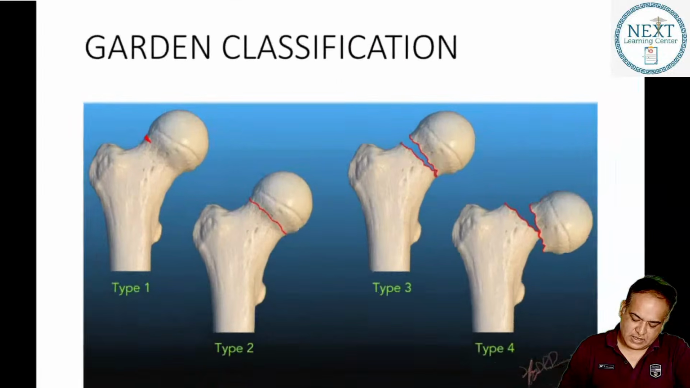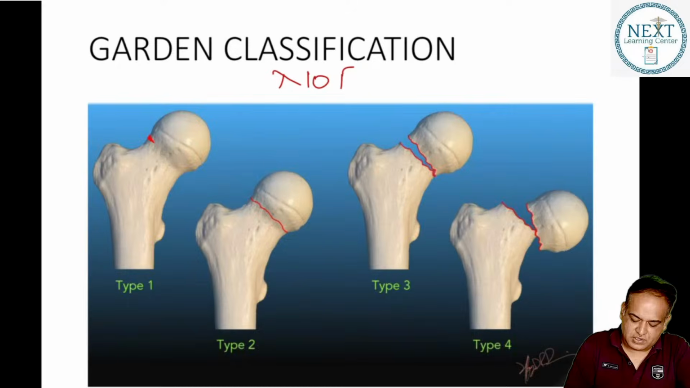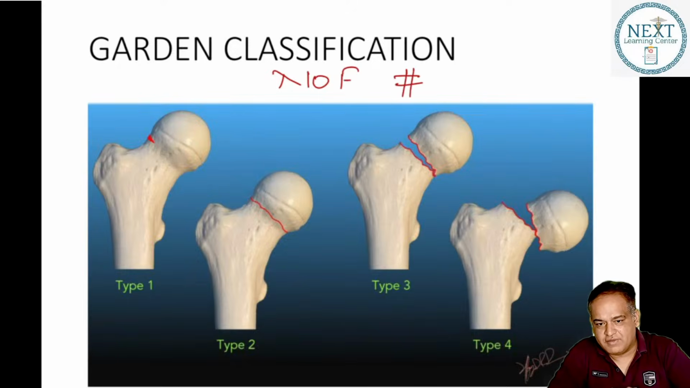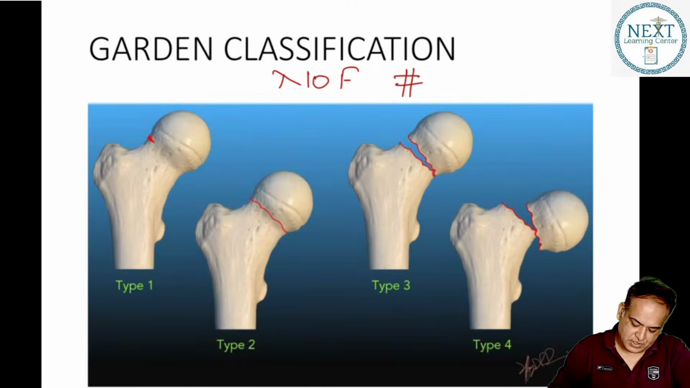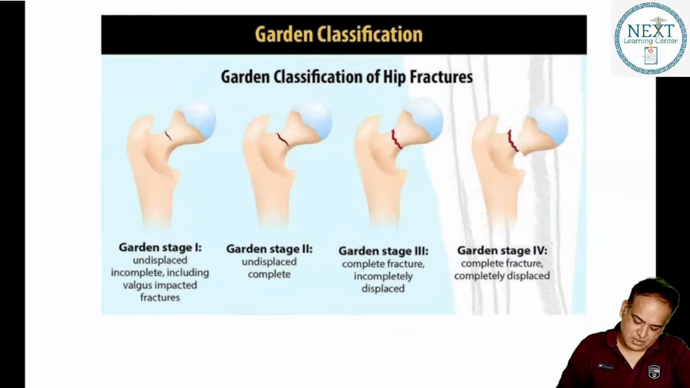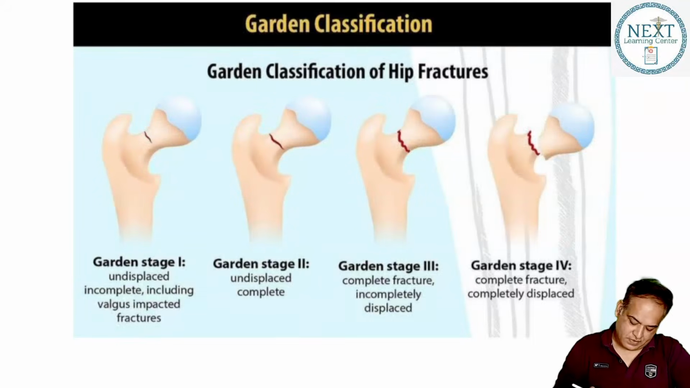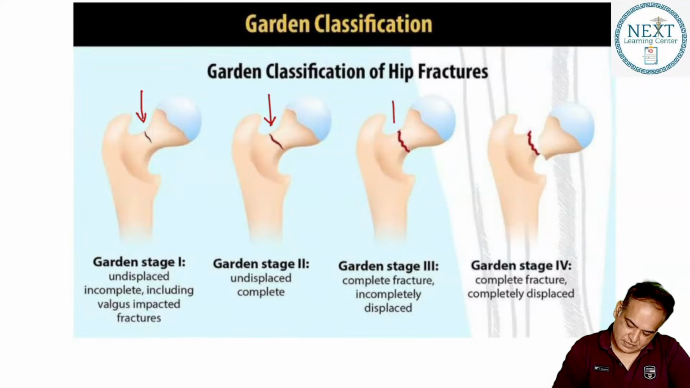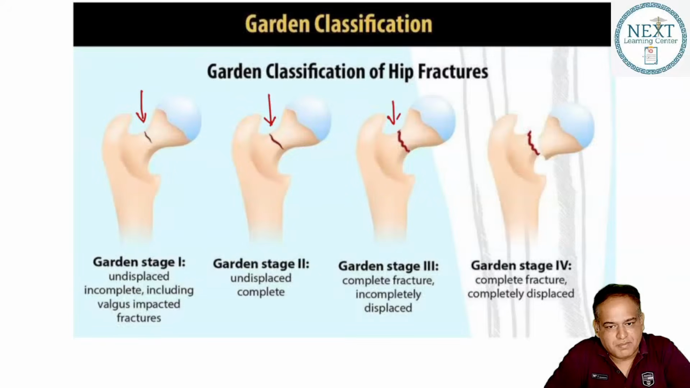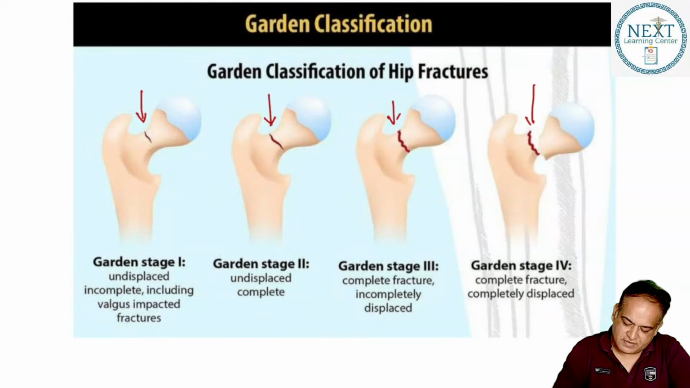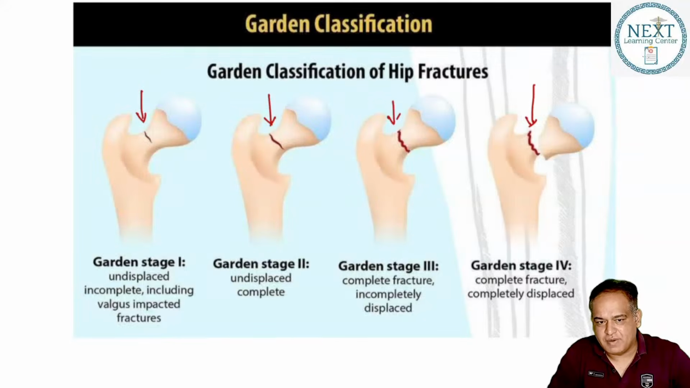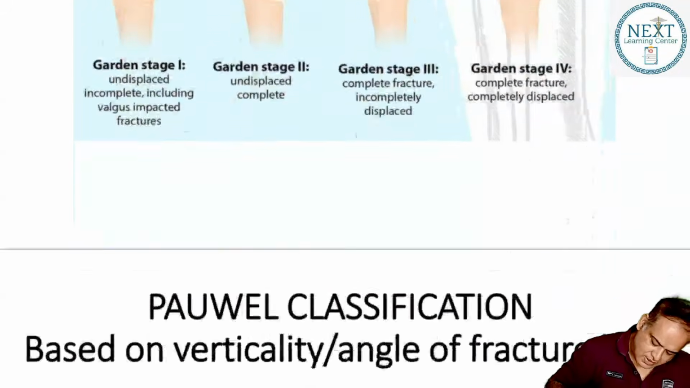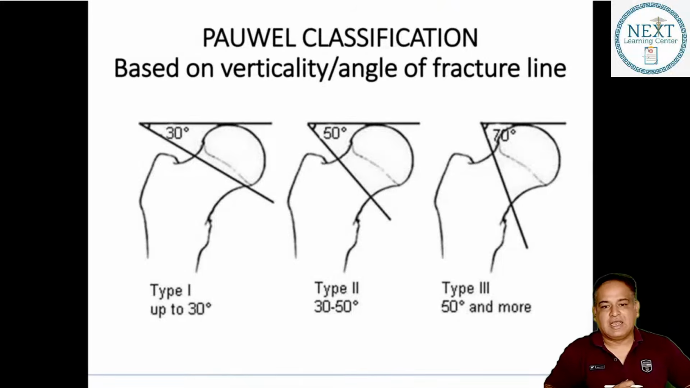Then we have got Garden classification. Garden classification is for neck of femur fracture. So you see here, the first one, again as always, is undisplaced incomplete fracture. Second is complete fracture but no displacement. Third is complete fracture but minimal displacement. And fourth is complete fracture, complete displacement. Garden classification.